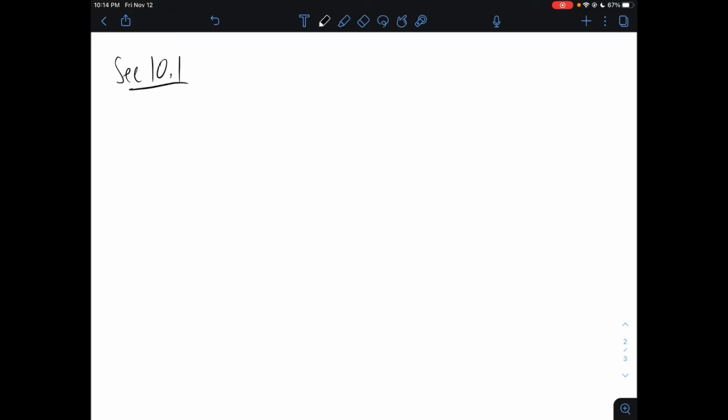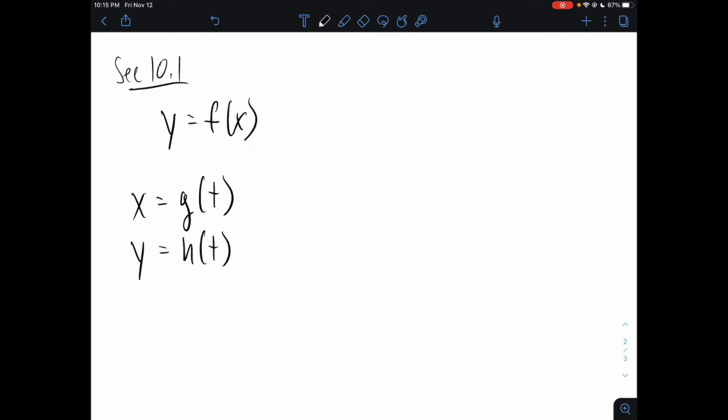In section 10.1, we learn about curves defined by parametric equations, which essentially means that instead of thinking of y as a function of x, where x is the input and y is the output, we're thinking of x as some function of t, like x equals g of t, and y is also some function of t, where t is the parameter.